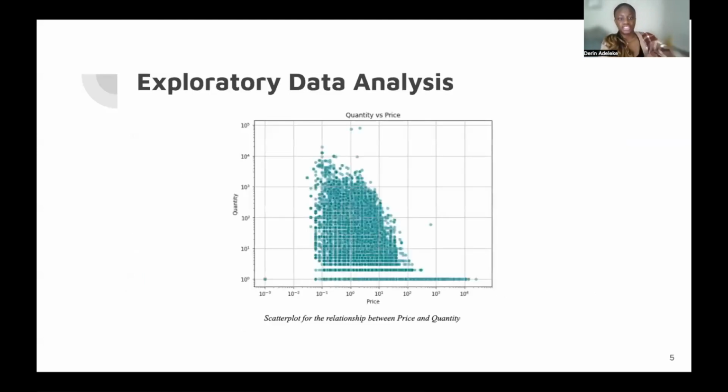For our second EDA, we created a scatter plot to depict the relationship between price and quantity. Doing this, we observed a general negative correlation between price and quantity. However, we also observed that there was a wide range of quantities sold per transaction for cheaper items, so evidencing more quantities or fewer quantities.